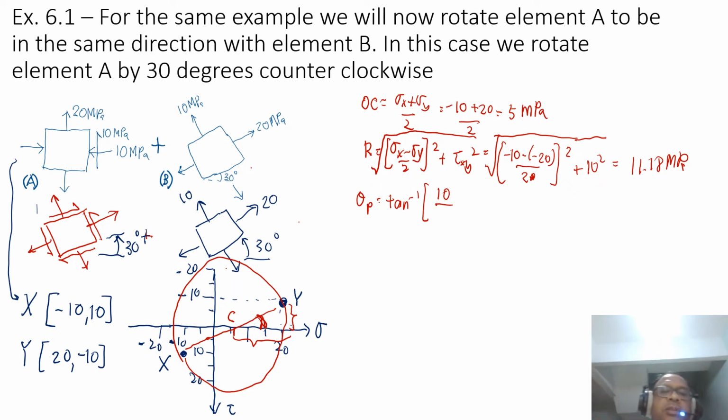It's 20, 10, 13, 15. Yeah, this is 15. 10 over 15. Yeah, so we can get that angle also. From there, we need to rotate this. We need to rotate this element by 30 degrees.